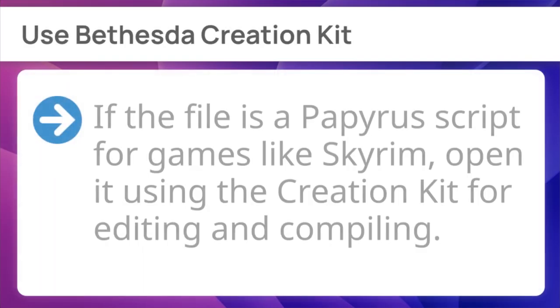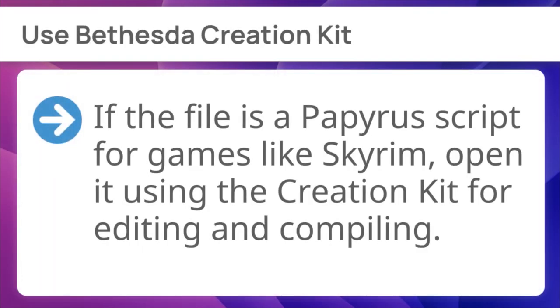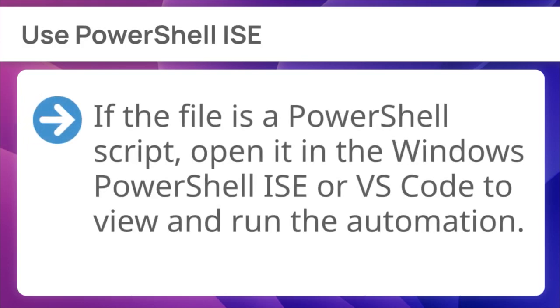First, use Bethesda Creation Kit. If the file is a Papyrus script for games like Skyrim, open it using the Creation Kit for editing and compiling. Next, use PowerShell ISE.